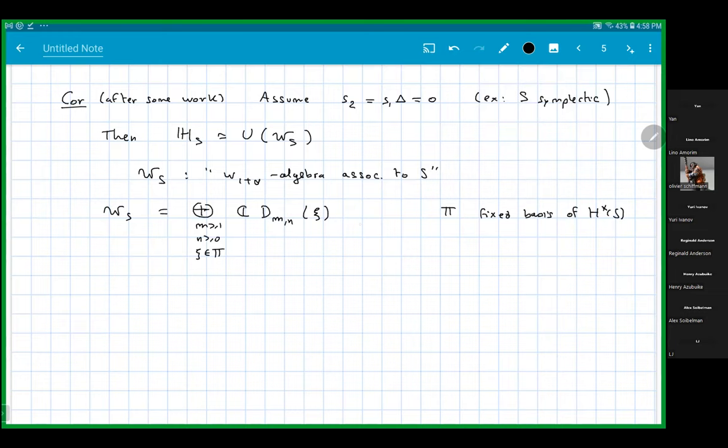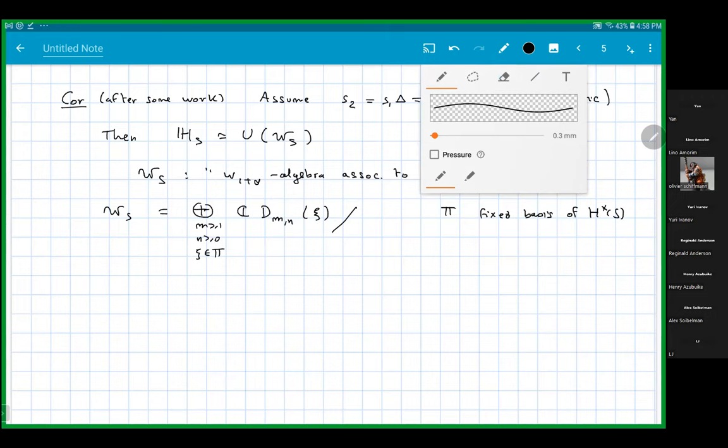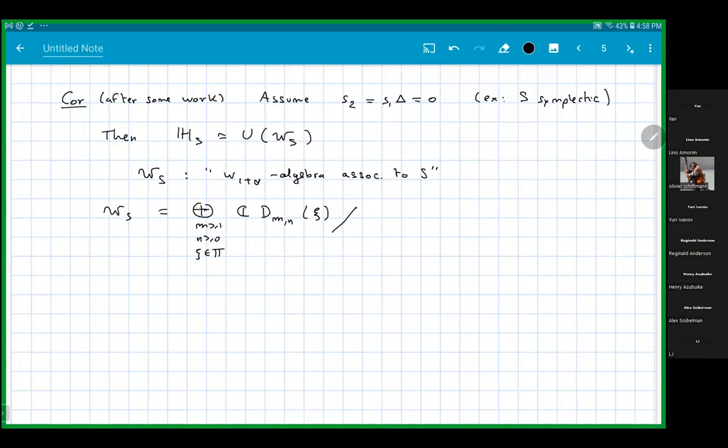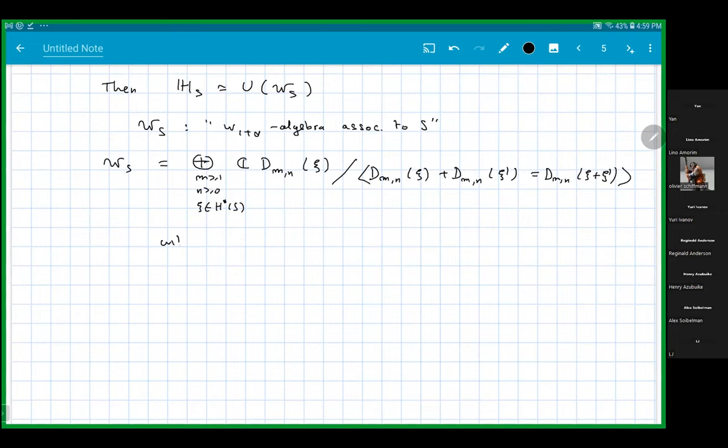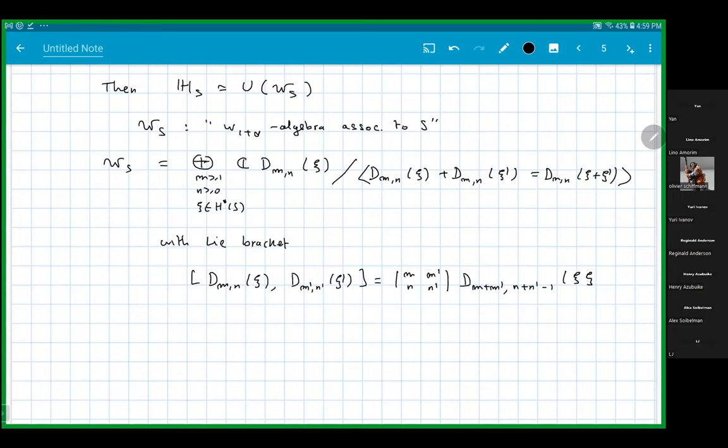Modulo some relations. Let me write them. Modulo the relation simply that dmn of xi plus dmn of xi prime is dmn of xi plus xi prime. Okay, with the bracket. Very simply, the bracket of dmn of xi and dm prime n prime of xi prime is the determinant times d m plus m prime, n plus n prime minus 1 of xi xi prime. So that's it.